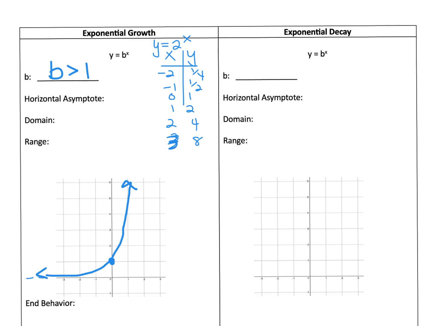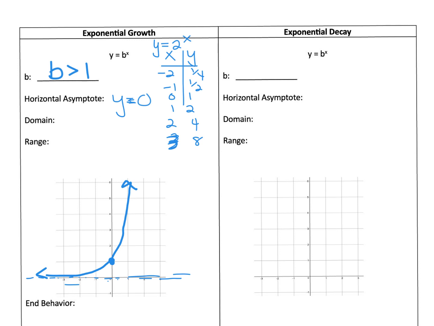So we have an interesting word right here. There is what's known as a horizontal asymptote at y equals 0, which is a horizontal line that your graph or your curve will approach, but it's never going to cross over it.